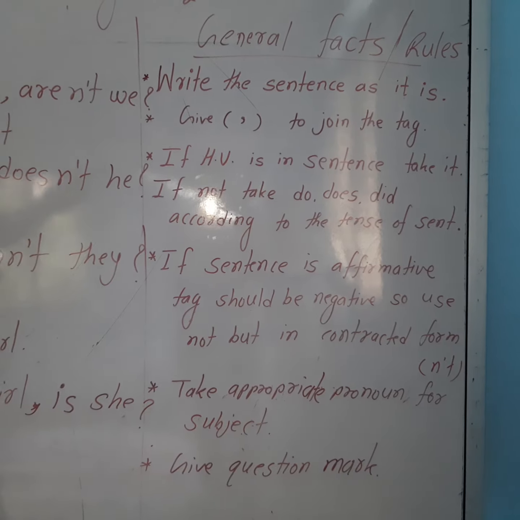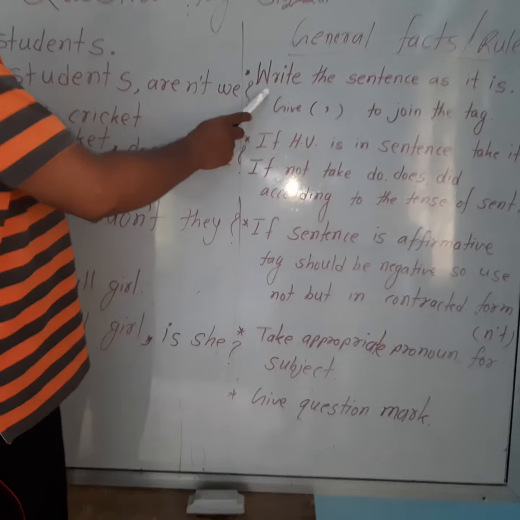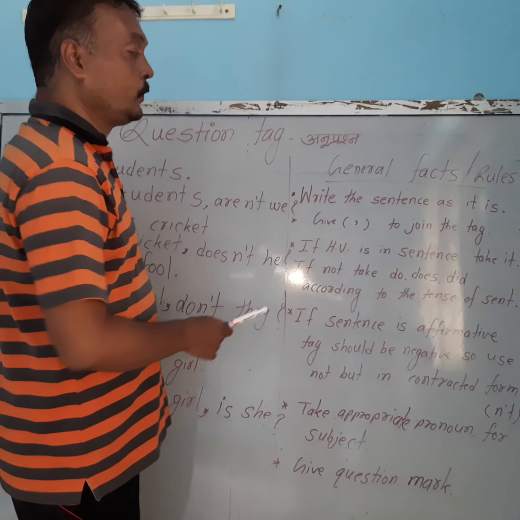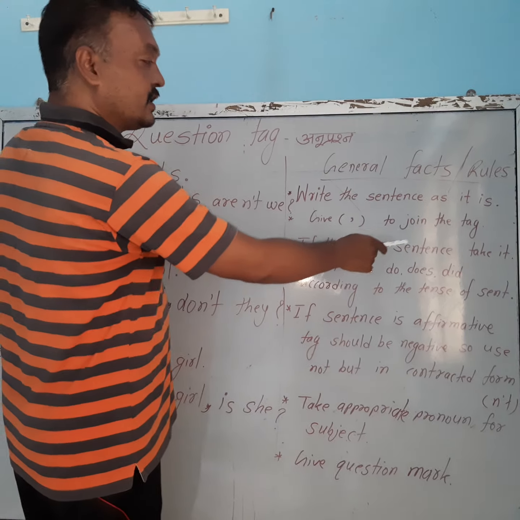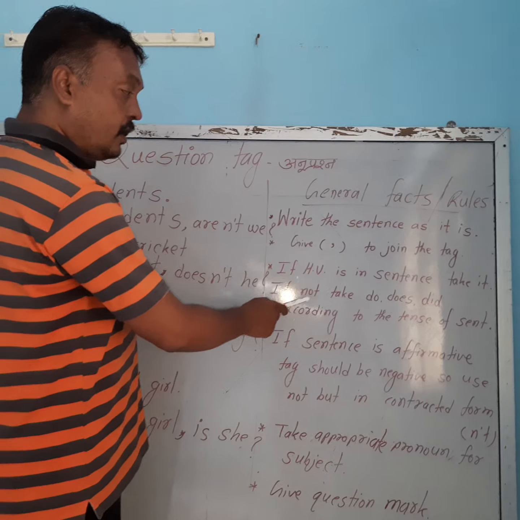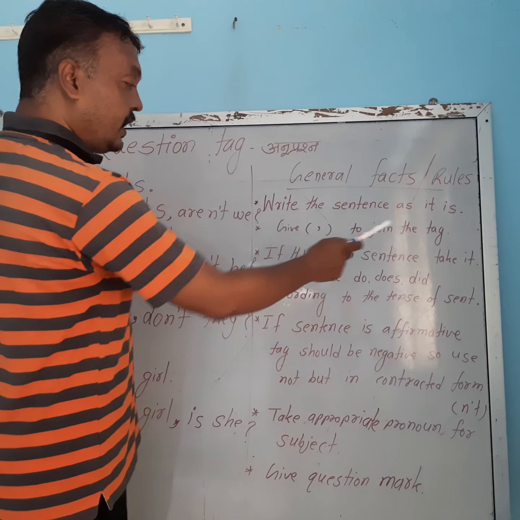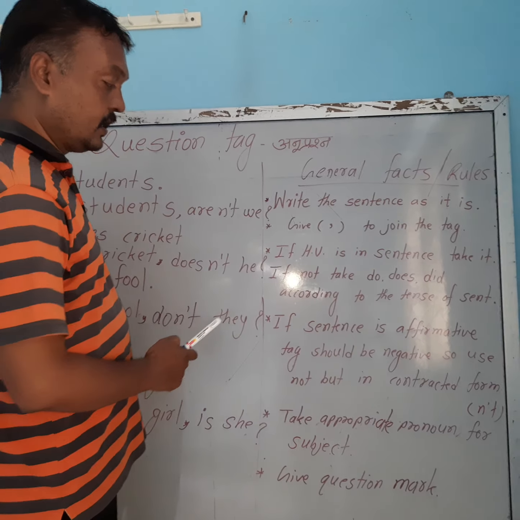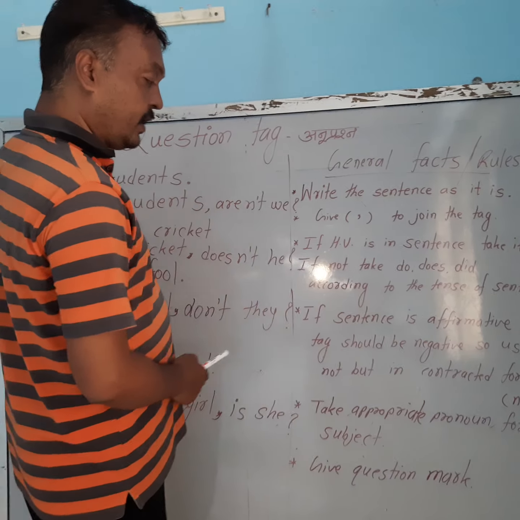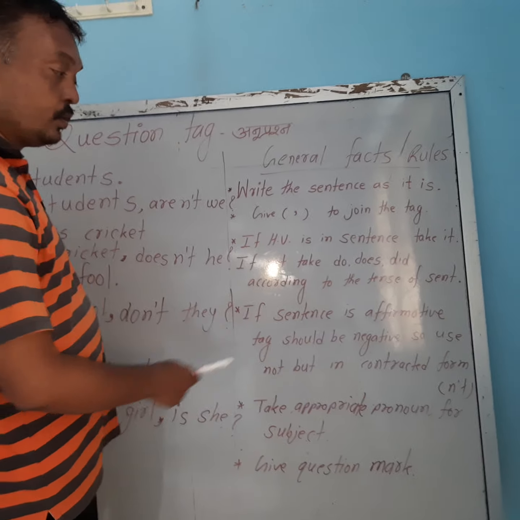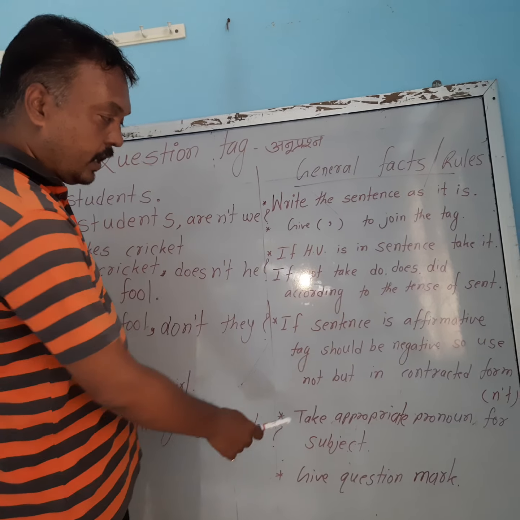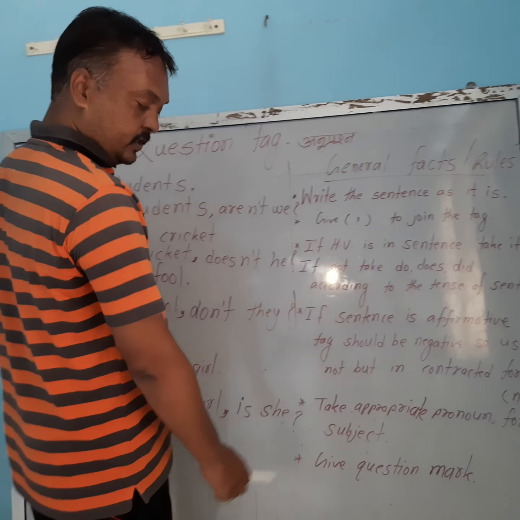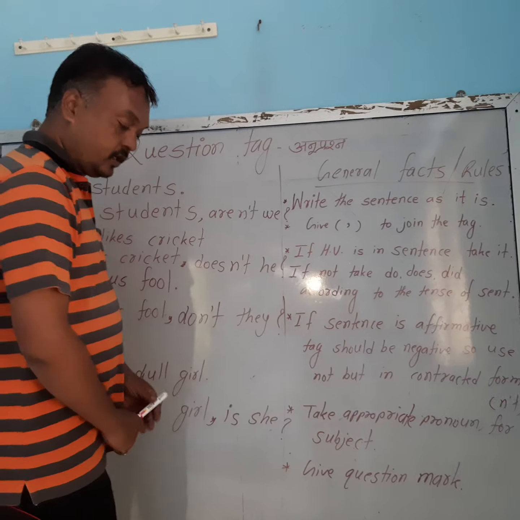So these are the very simple facts. We have to mind them well. First of all, I am going to read. Write the sentence as it is. Give a comma to join the tag. If HV is in the sentence, take it. If not, take do, does, did according to the tense of the sentence. If the sentence is affirmative, the tag should be negative. So use not, but in contracted form. Take the appropriate pronoun for the subject. And at last, give the question mark.